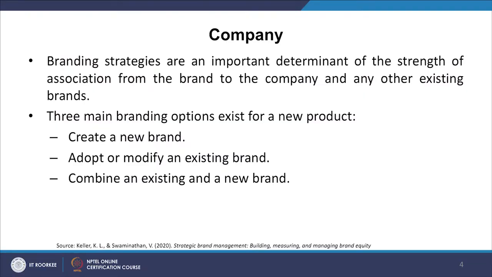And then we are talking of other brand associations in terms of company first of all. So, branding strategies are important determinants of the strength of association from the brand to the company and any other existing brand. You see, three main branding options exist for a new product: create a new brand, adopt or modify an existing brand, or combine an existing and a new brand. So, these are the larger premise when we talk of company.